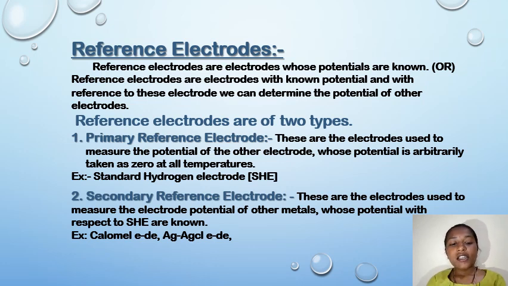Second is the secondary reference electrode. These are the electrodes used to measure the electrode potential of other metals, whose potential with respect to the SHE, or primary reference electrode, is already known to us. Example, the calomel electrode or the silver chloride electrode.